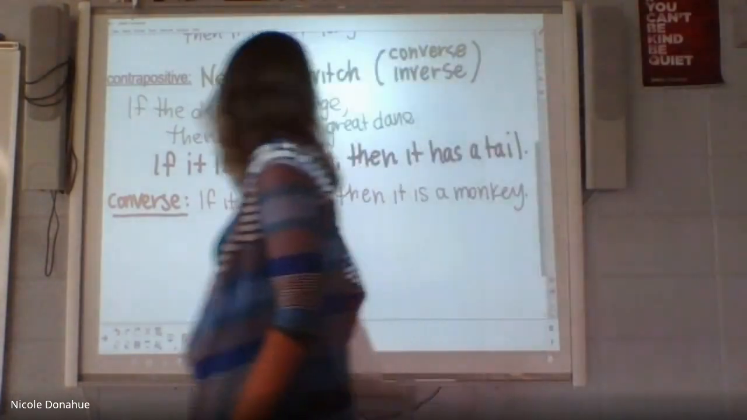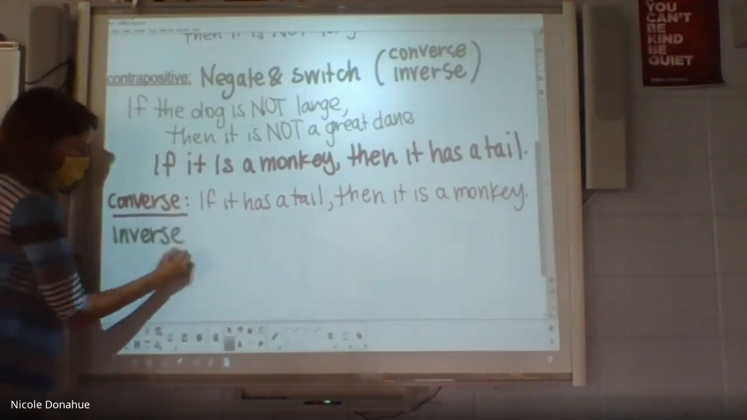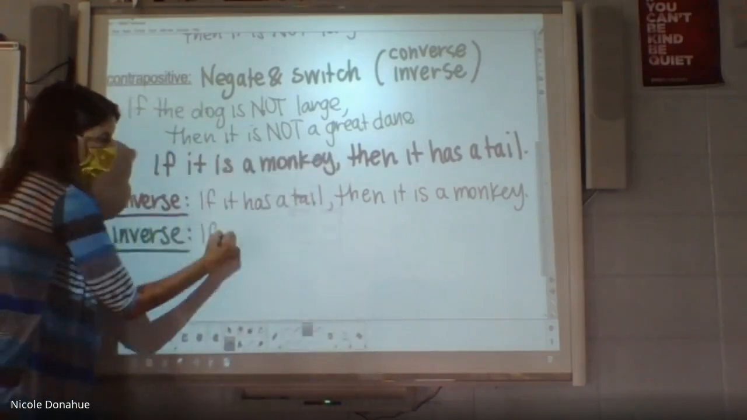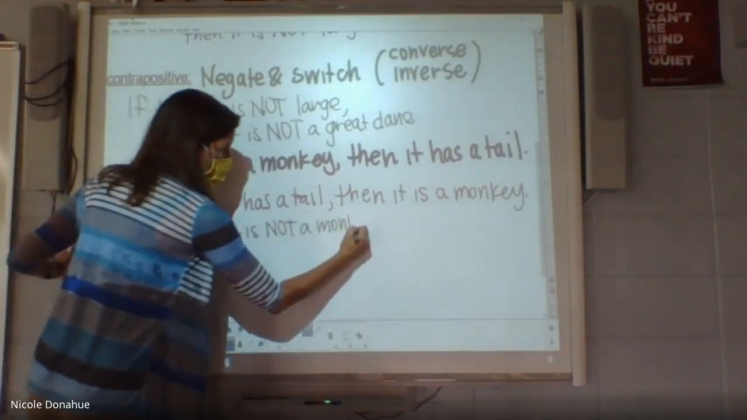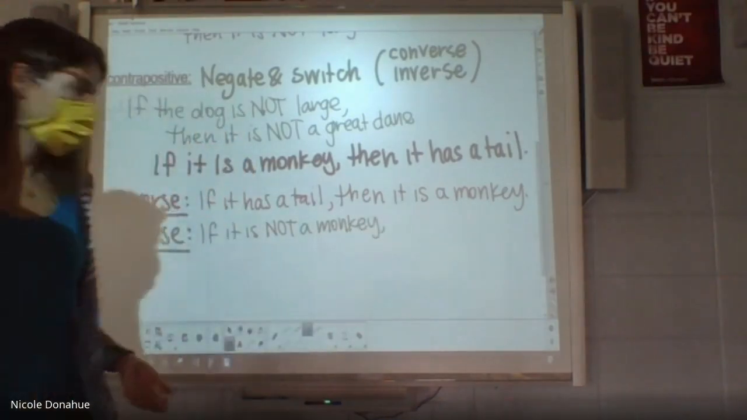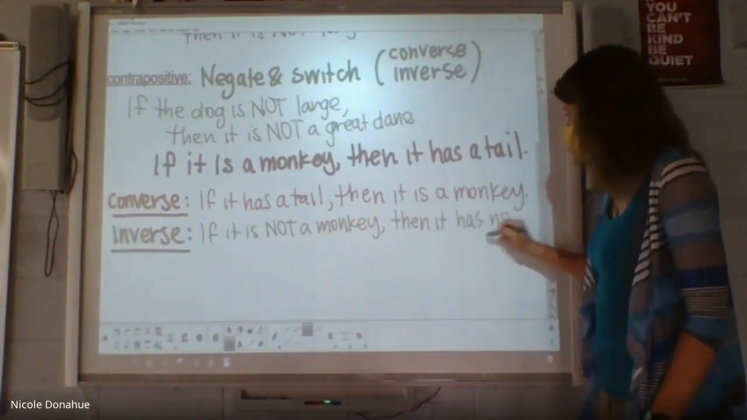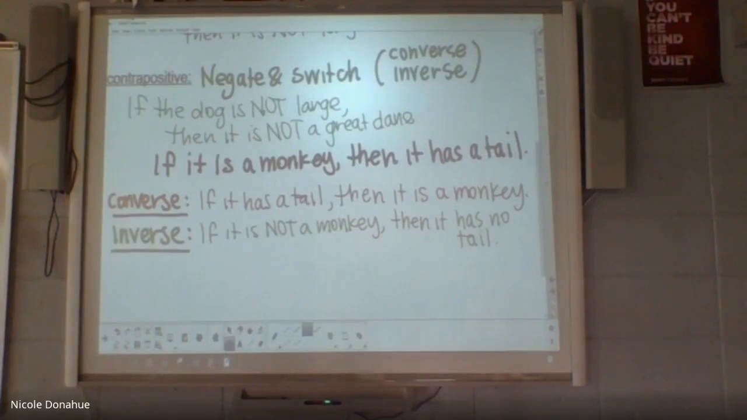The next one is inverse, and that's negating both of them. So if it is not a monkey, then it has no tail. So if it's not a monkey, say I come up on a cow in a field, he's got a tail, but he's not a monkey. This doesn't make sense. If it's not a monkey, then it has no tail. There's plenty of things that have tails that aren't monkeys.